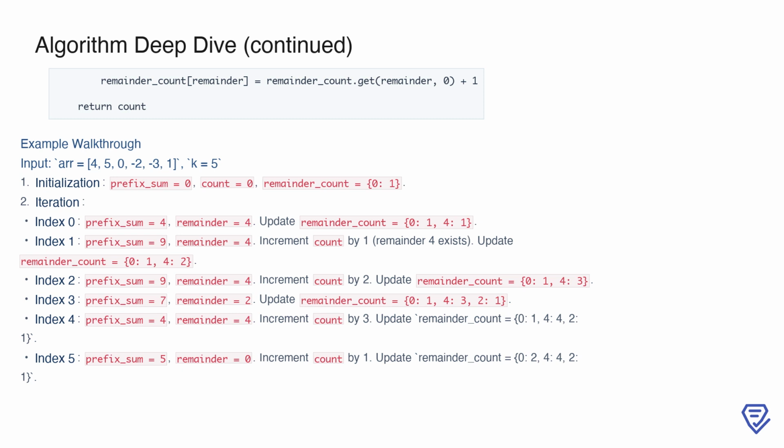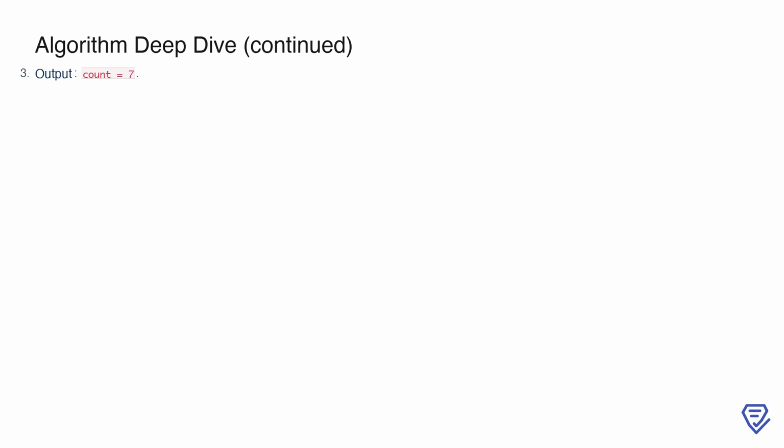To better understand this process, we can look at an example with the array 4, 5, 0, -2, -3, 1, and k equals 5. Initially, the prefix sum and counter are 0, and the hash map is set up with a remainder of 0 having a frequency of 1. As we iterate through the array, we update these values dynamically, identifying subarrays divisible by k and incrementing the counter accordingly. In the example, we start with the first element, 4, which gives a prefix sum of 4 and a remainder of 4. This remainder is added to the hash map.